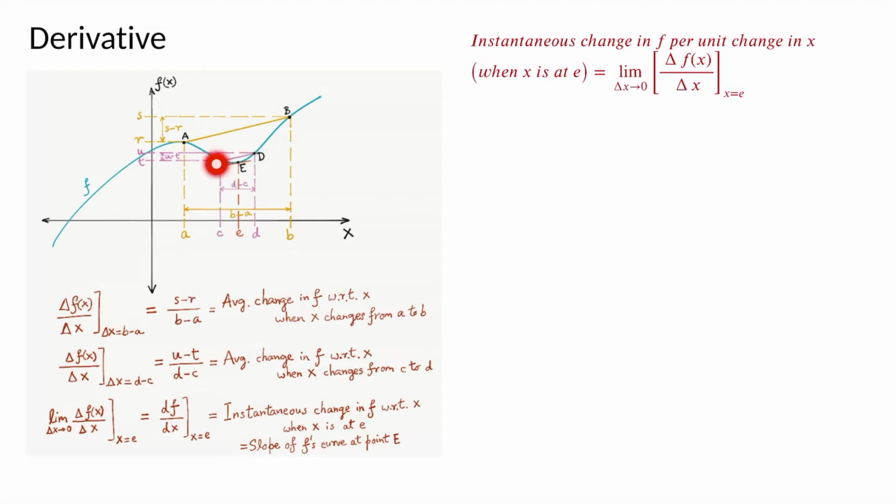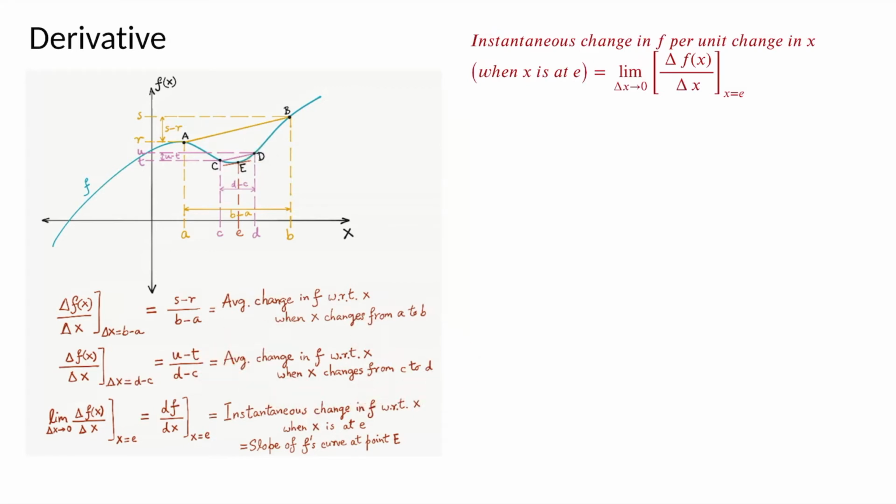And those are the values that the function takes at C and D. Those are the values t and u here. And if we look at this delta f by delta x as x changes from d to c, we would come to this another coefficient, which is u minus t by d minus c. That is the difference on the y axis divided by the difference on the x axis. That would be the slope of this secant CD, right? And that would be the average change in f with respect to x when x changes from C to D, right?